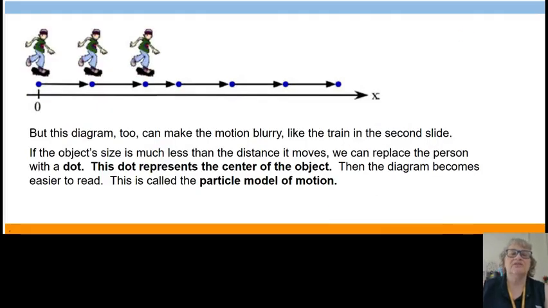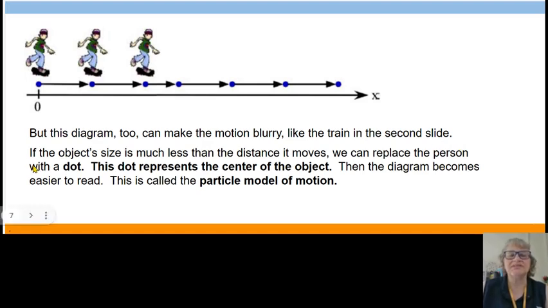But this diagram is also a motion diagram, right? Even though the distances aren't the same, the time is still the same, right? So the other thing that can happen is that if it's moving really fast, the motion could be blurry, right? Like the train in that second slide that we were looking at.